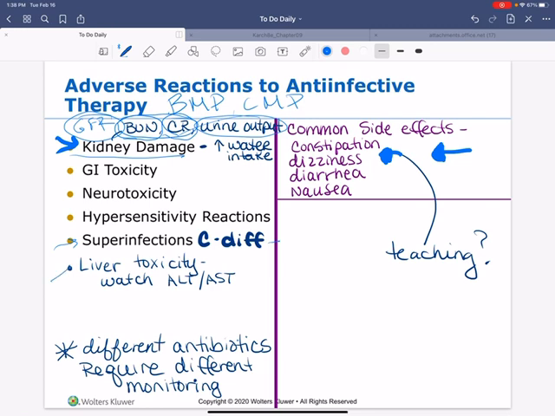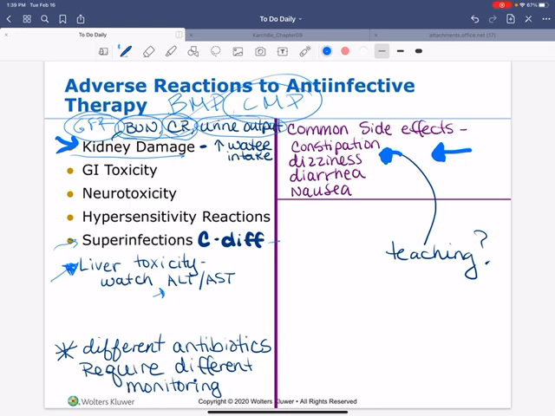But liver toxicity is another one, especially with HIV drugs. Those are notorious for causing liver toxicity. So now we need to watch liver enzymes. So if you get a complete metabolic panel, it's going to have these liver enzymes on there. ALT, they're transaminases, they're called.